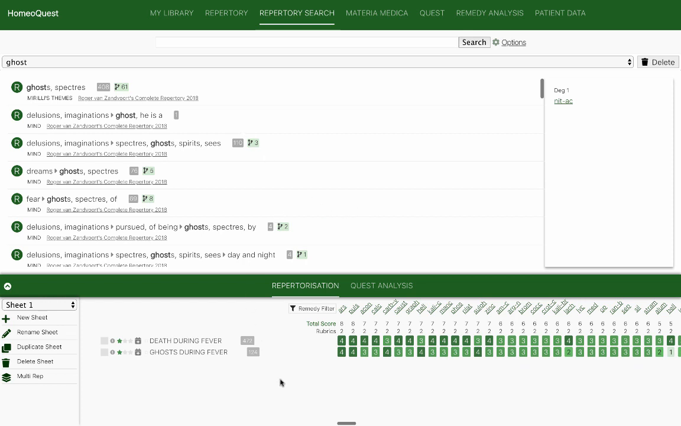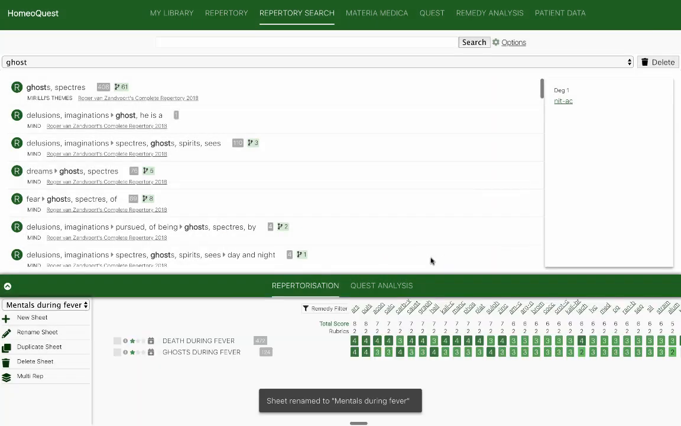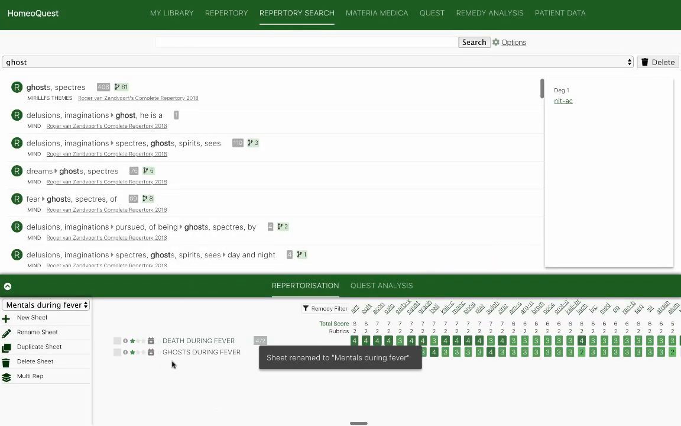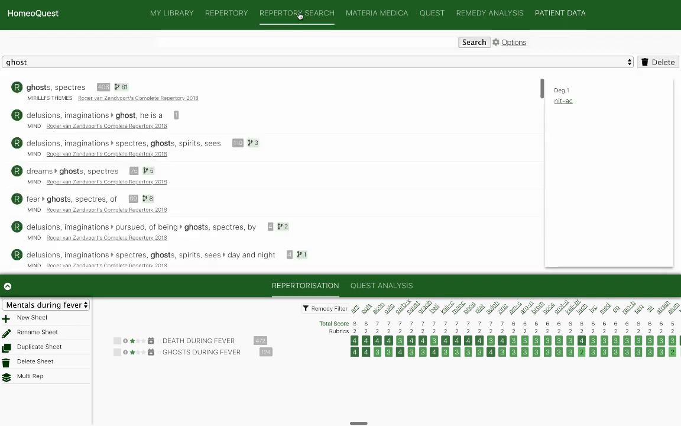All right, now so we have two rubrics. I'm going to name this sheet. All right, sheet 1. I'm going to rename it, and I'm going to call it mentals during fever. Okay, so this is our sheet here. Next, what was the other rubric? What was the other symptom? Wants people with her all the time. So let's look at this.